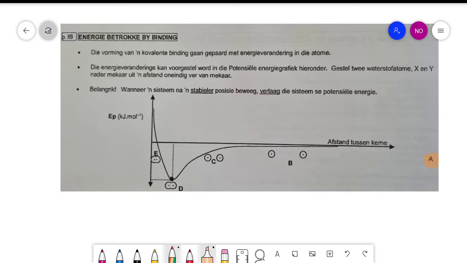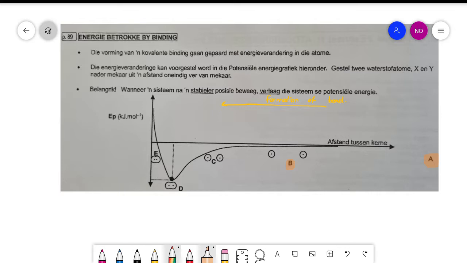Okay. I must also tell you, this graph you actually read from right to left. So if we're going from right to left, then it's the formation of the bond. Okay, then at position B the two are now a bit closer to one another. So at B, do you guys see, then we have both of them on the picture.